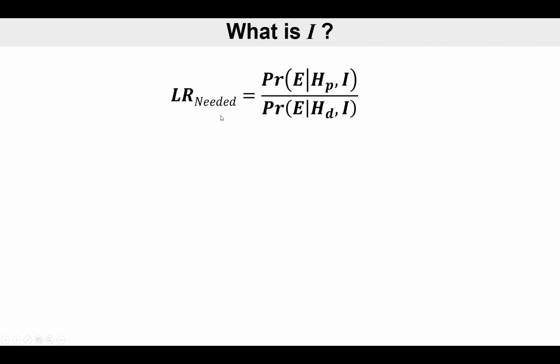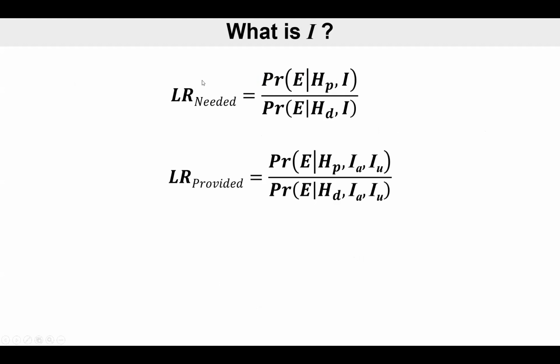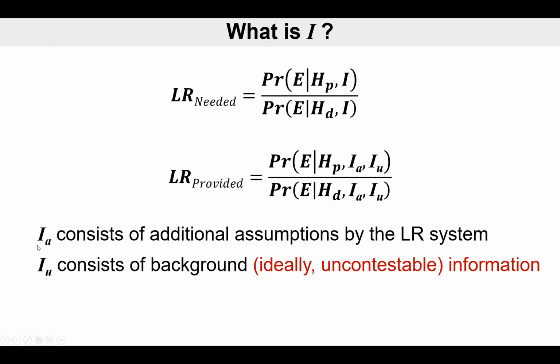However, to assist in making this assessment, we can break this I into two parts, where I sub A consists of assumptions made by the expert or the LR system, and I sub U consists of background, ideally uncontestable information. All parties agree to that information. But different LR systems will have different I sub A and therefore end up producing different LR values. The question is, how close is the provided LR to what we actually sought to get?